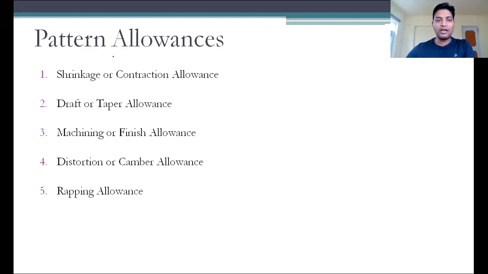So the total are five allowances. Allowances means there will be some disturbance, or we have to provide some kind of tolerances. The reason for tolerances is, if I'm making this pattern of wood and then I'm removing it, this much mold cavity has been created.